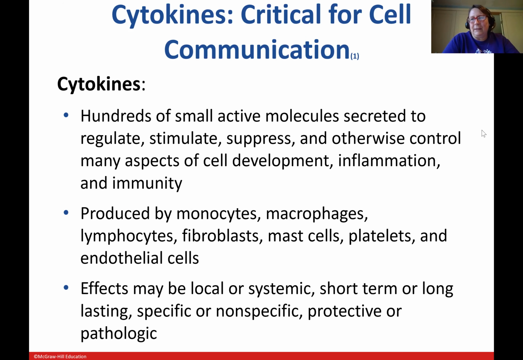And lots of different things. They can be inflammatory, they can basically start an inflammatory response locally. They are produced by a variety of the different white blood cells, so monocytes, macrophages, lymphocytes, fibroblasts, mast cells, platelets, as well as endothelial cells, which are basically inside skin cells.